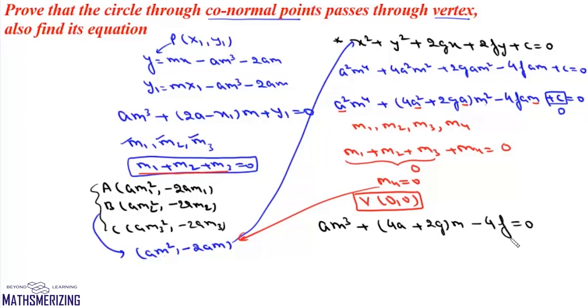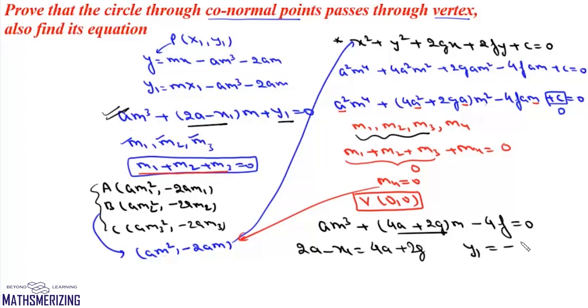So we get this cubic equation whose roots are m1, m2 and m3, which again is represented by this equation. So we'll compare these two equations, then simply we can write 2a minus x1 must be equal to 4a plus 2g, and in the same way we can write y1 must be equal to minus 4f. So here we can get the value of g. The value of g here will be minus (x1 plus 2a) divided by 2, and f will be minus y1 by 4. So now we have g, f and c.